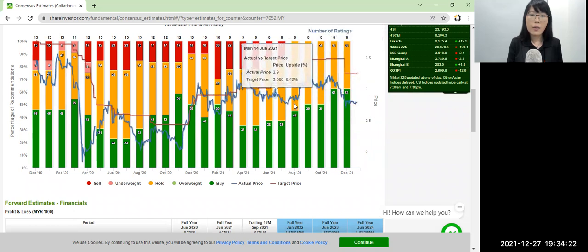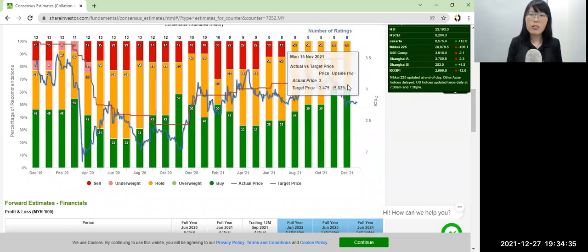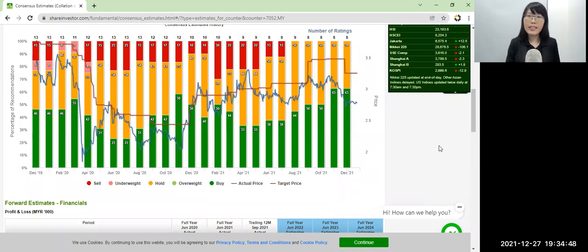And then you can see the blue line. The blue line is the actual price, and the red line is the target price. Now the blue line is below the red line, means the blue line is below the target price. So in this case, it means that this is an undervalued company based on this consensus estimate. All of these consensus recommendations are gathered from the licensed analysts.